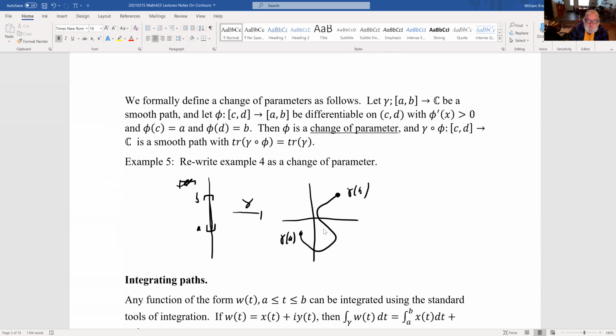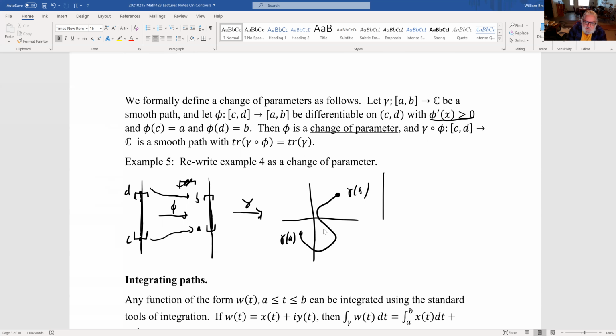So phi from C to D, so this is another interval somewhere in the real line, and we have a map phi, and C gets mapped to A, D gets mapped to B, and this is an increasing function, so this is mapped onto this with no going back or repetition, right? So phi prime of x greater than 0 means that this has to be an increasing function. Well, then you take these points and you map them into here, and then they get mapped over there. And so you get the same thing, but you've changed the domain now from being A to B to being C to D.